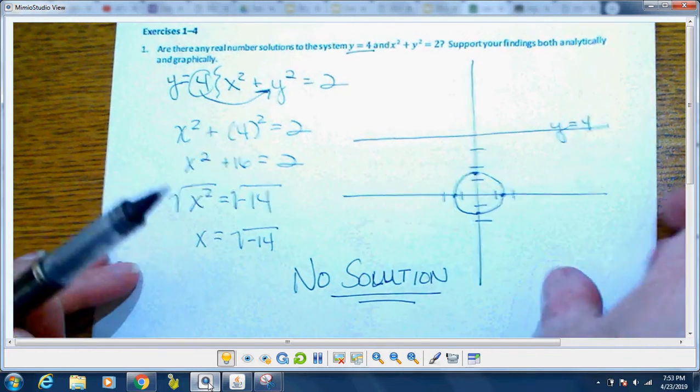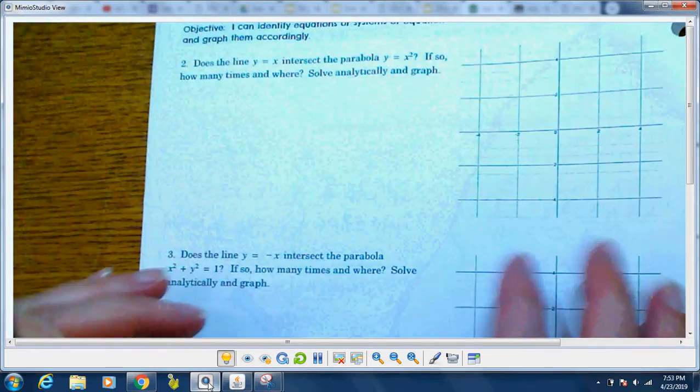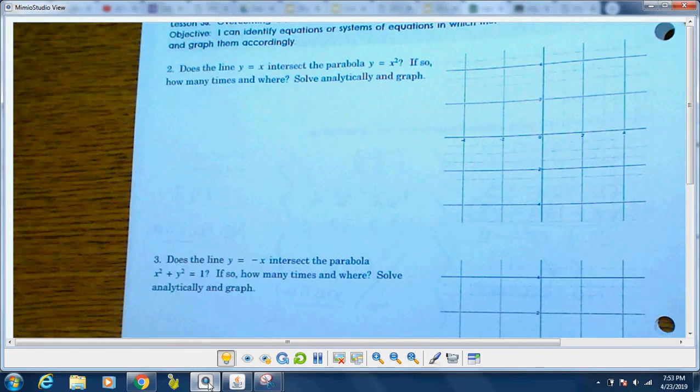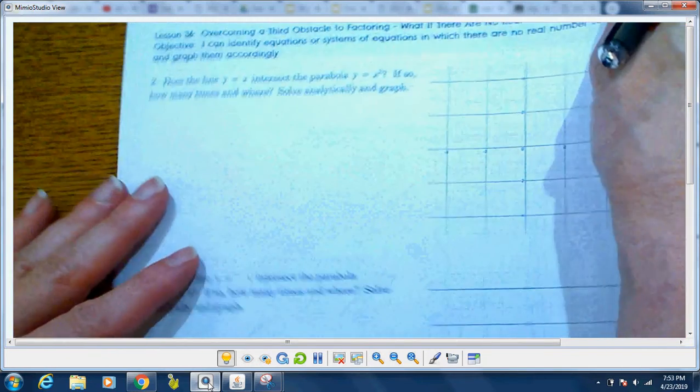Okay. All right, let's move on. Next page. It says, does the line y equals x intersect with the parabola y equals x squared? If so, how many times and where?